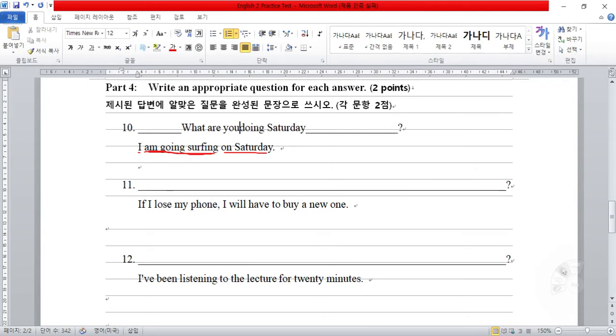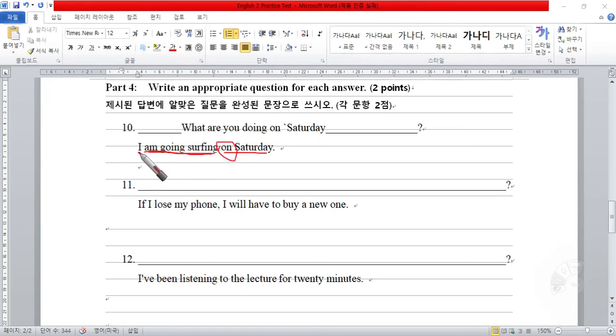What are you doing Saturday? On Saturday. You can see that here in the example. Okay, so on Saturday. That's what we're doing for that. Okay, good. So the question is the same.